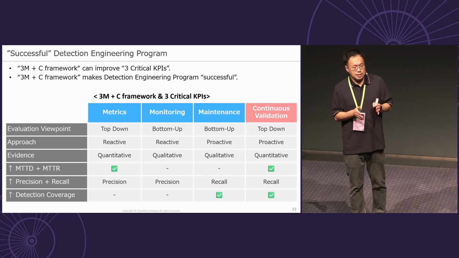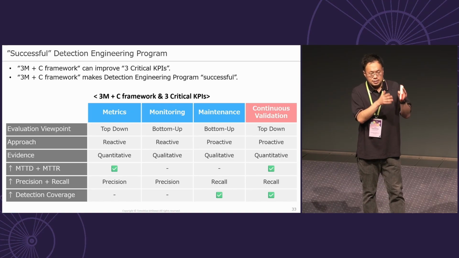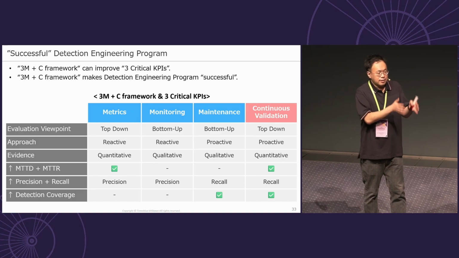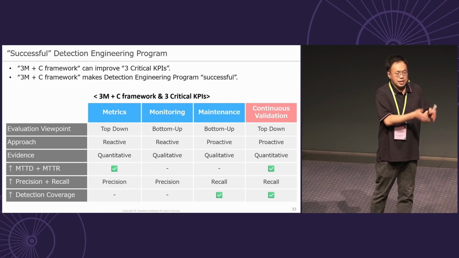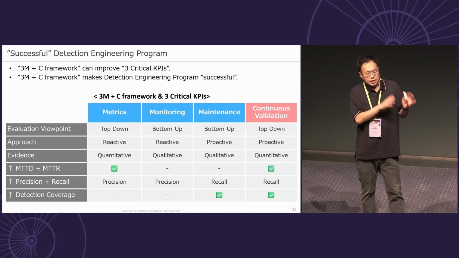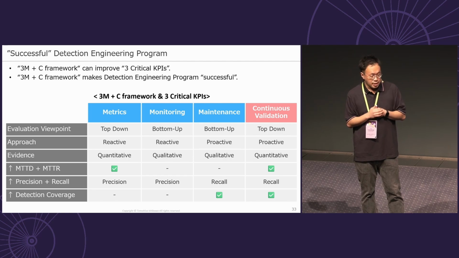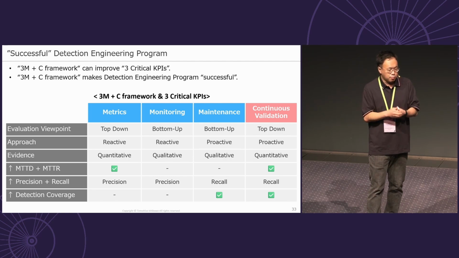The point is, we introduced the 3M+C framework, but each component has a different functionality to improve the KPIs. So we'd like to use a combination of each technique to improve detection engineering entirely. This is a very important portion.